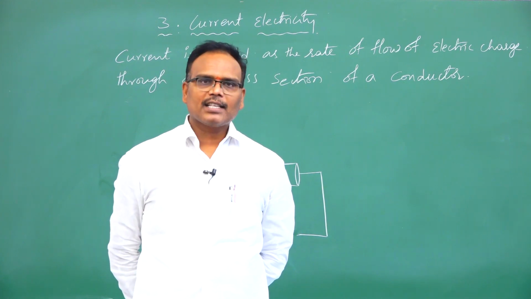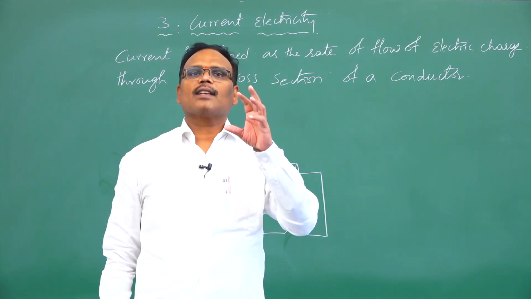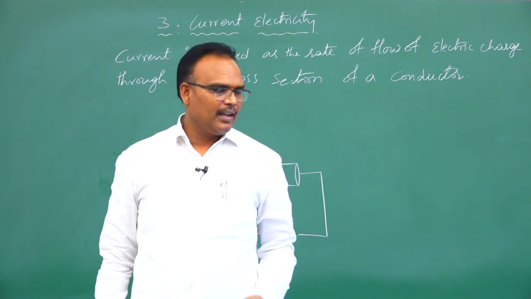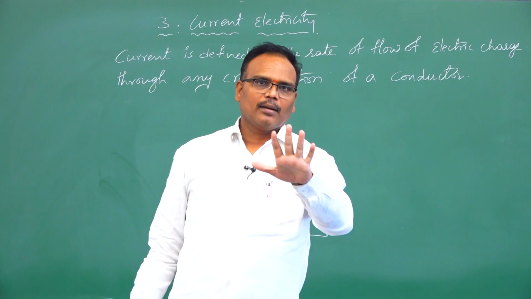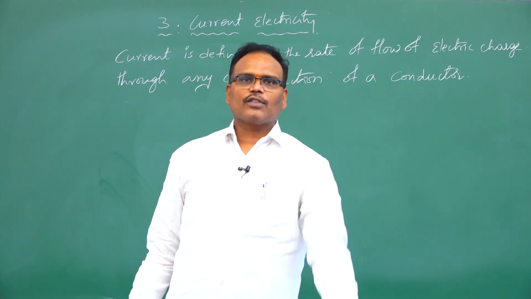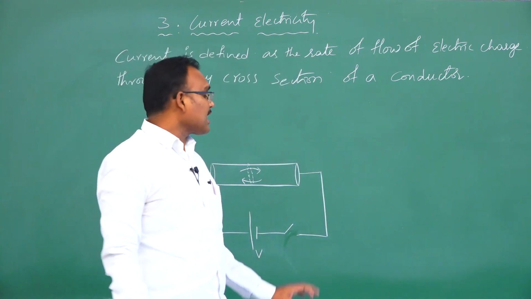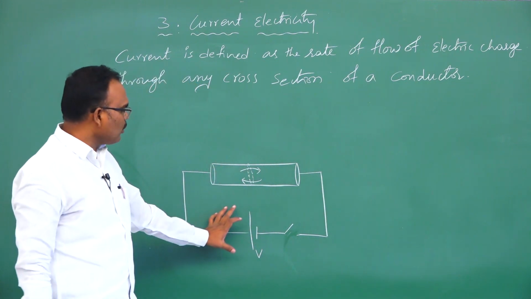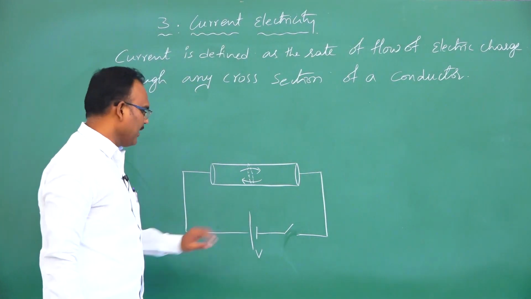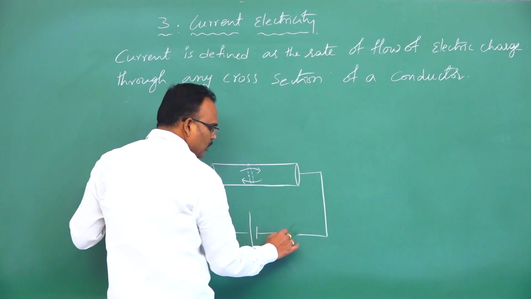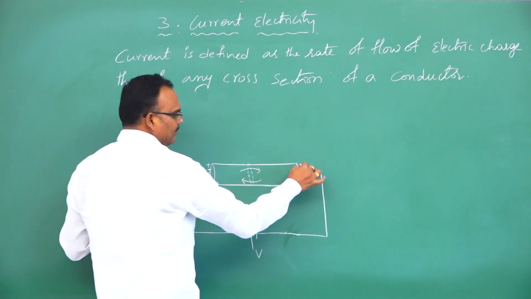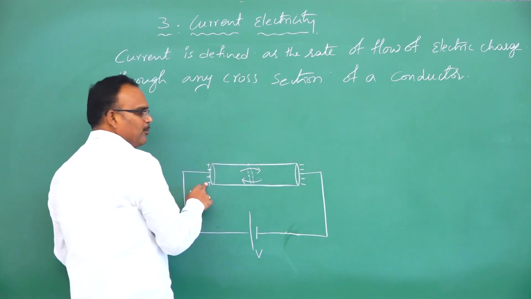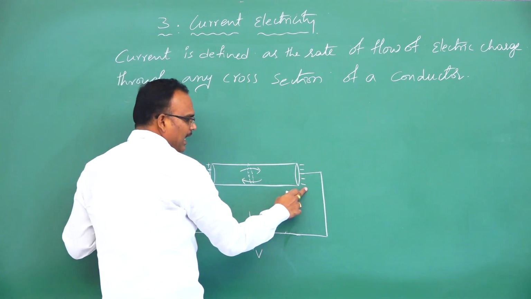Even though the conductor is having free electrons and electrons are moving randomly inside, even if you touch that conductor, you will not get a shock because net flow of charge is 0. Such a conductor is connected to a source, a battery. Then if you switch on, it develops a potential difference. This will become positive polarity. This will become negative polarity.